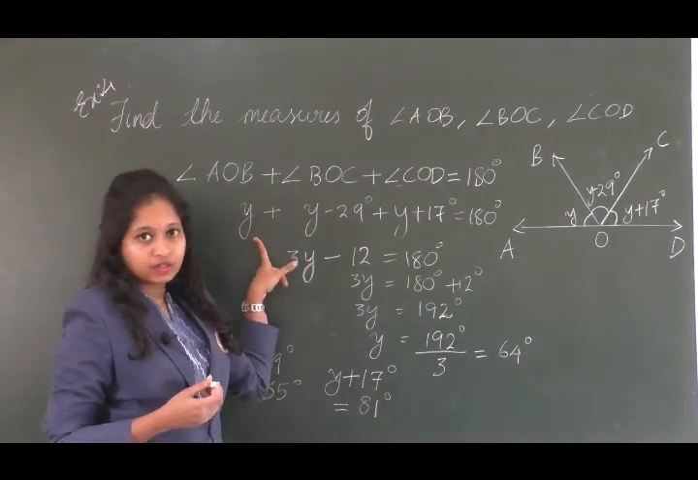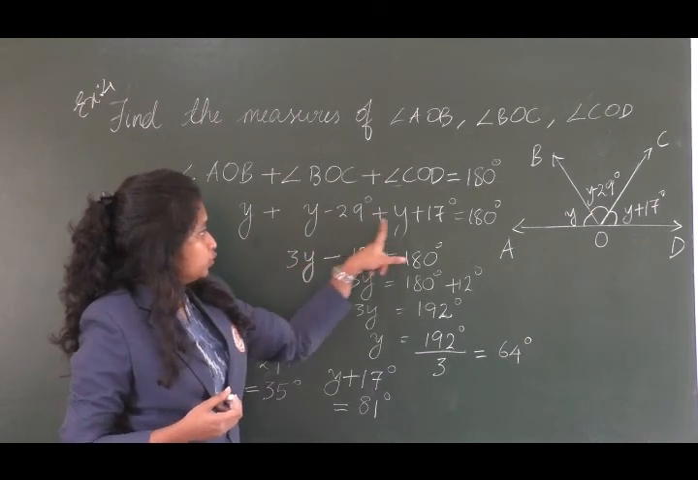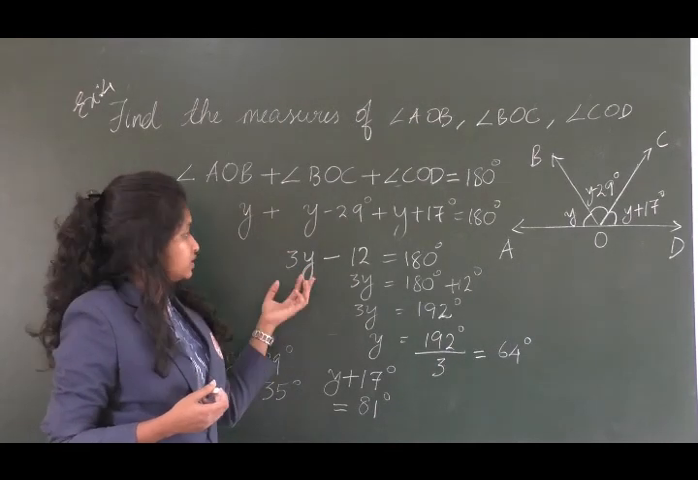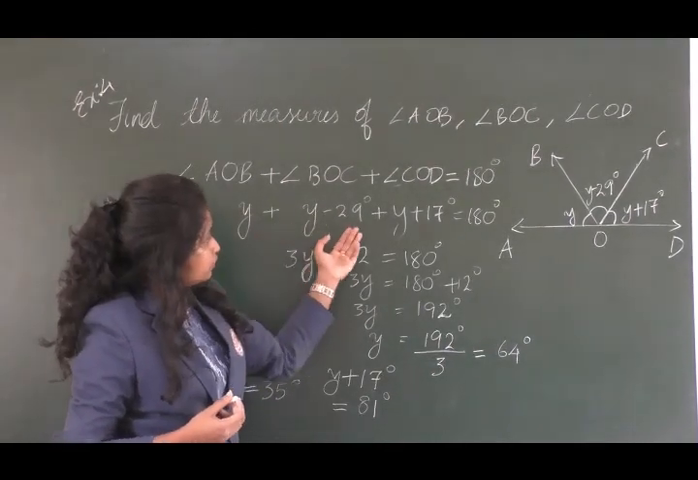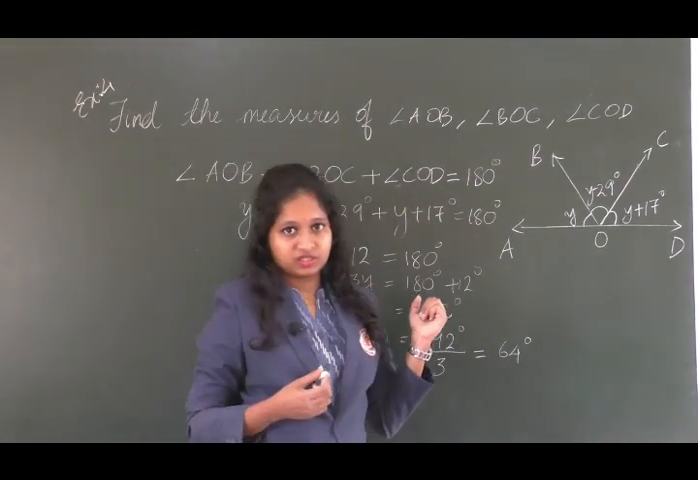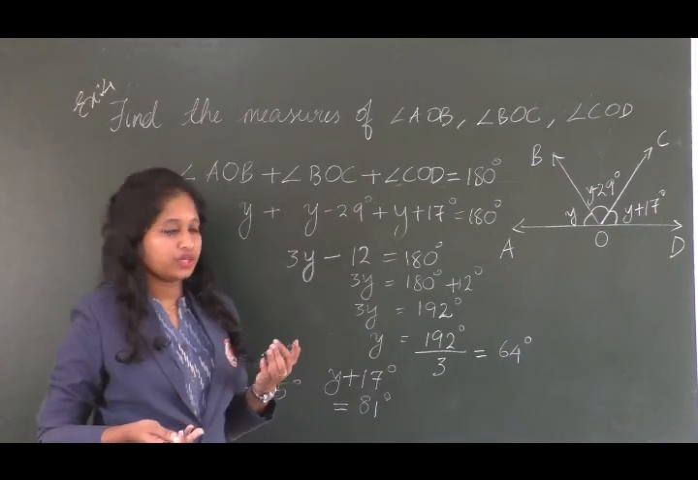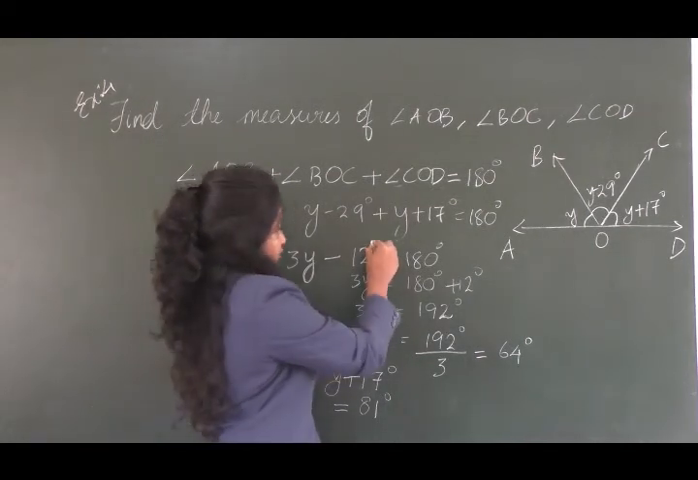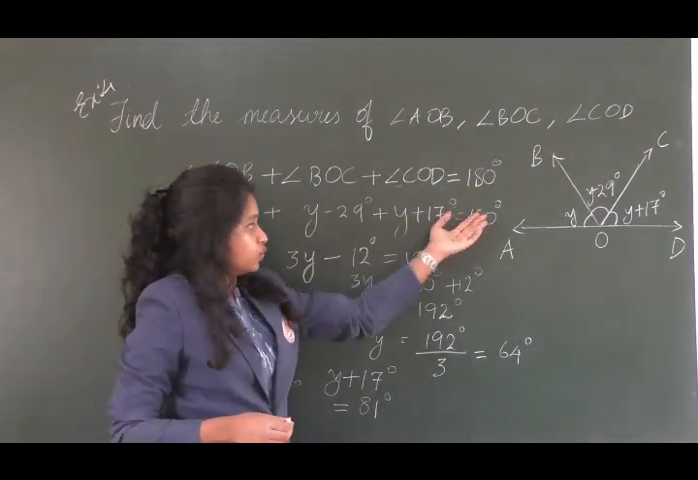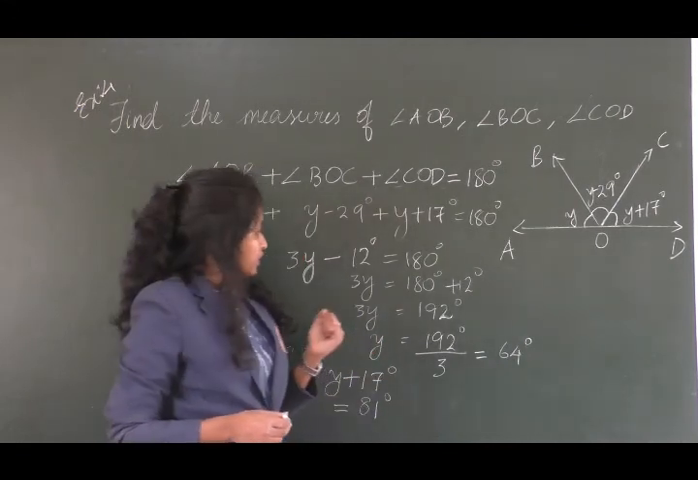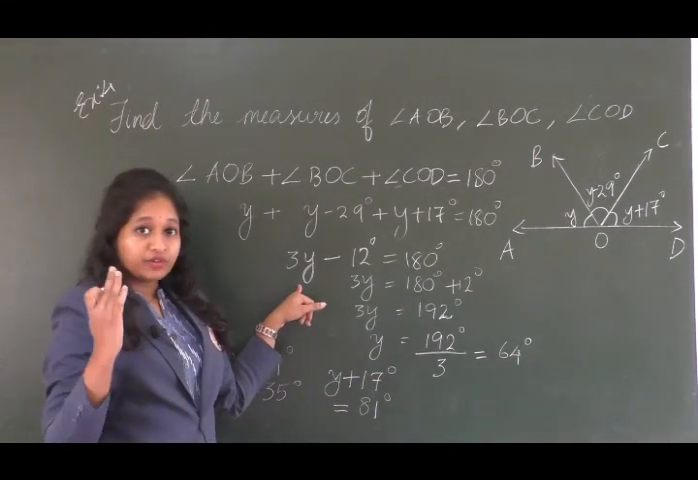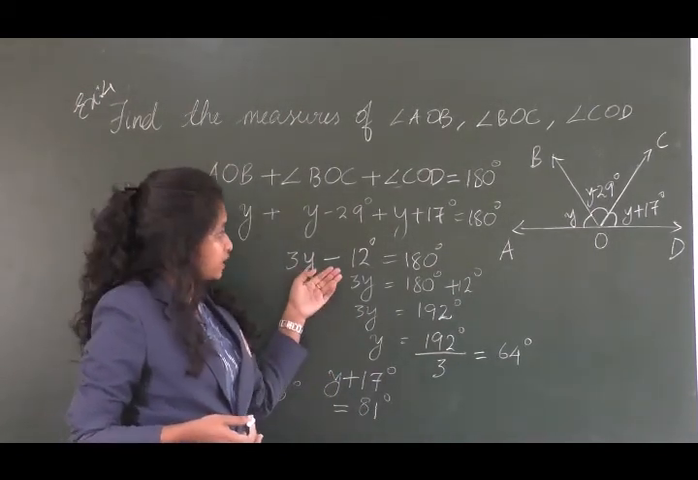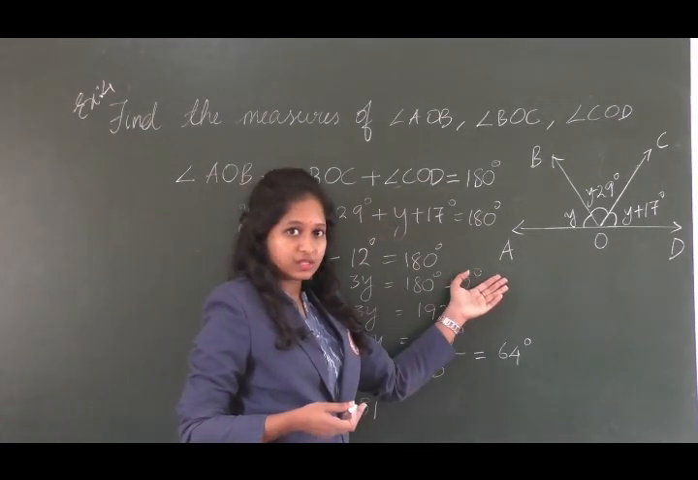Now let's add all the y's first. That is 1, 2, 3. So the sum of y plus y plus y is equal to 3y. Now we have minus 29 plus 17 as normal addition. Minus 29 plus 17 is equal to minus 12 degree, and this is equal to 180 degree. Now we need to find the value of y. So take this 12 to the other side. Since it is minus 12, when we take it to the other side it becomes plus 12.